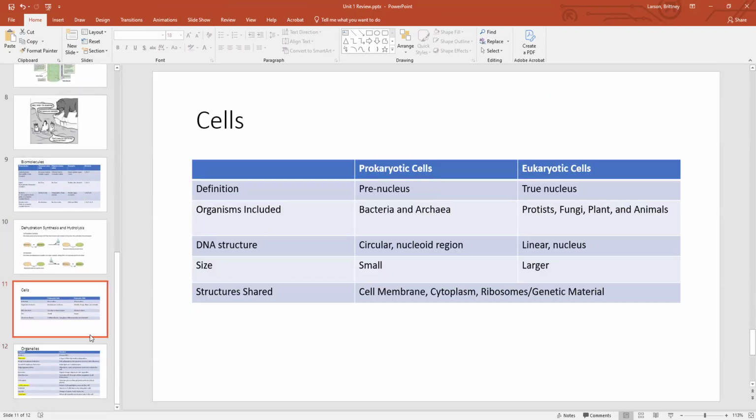And then from chapter 4, the biggest thing is just understanding that prokaryotic cells are a little bit different. They don't have a nucleus, but they still have a nucleoid region. And eukaryotic cells have a nucleus. In addition, all of these cells share these structures: the cell membrane, cytoplasm, and the genetic material.